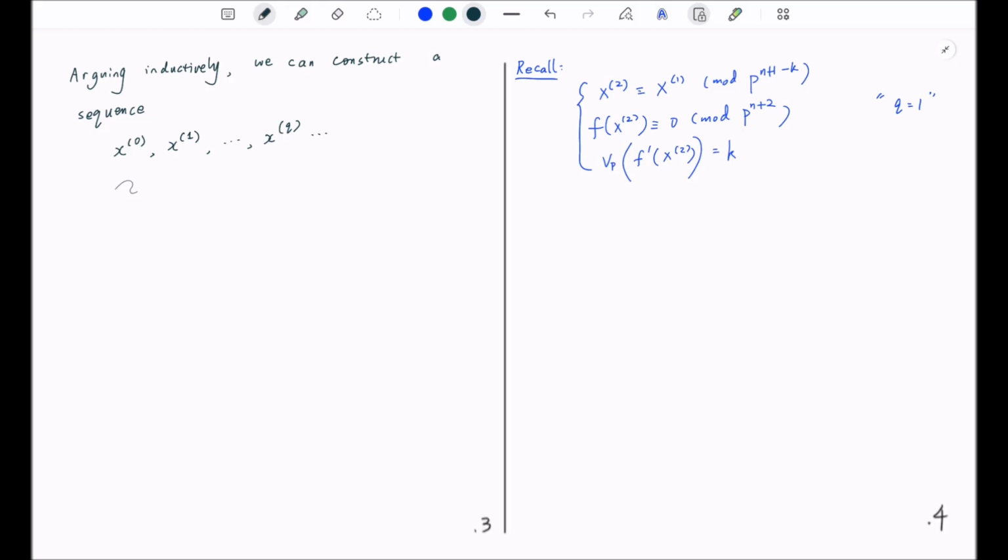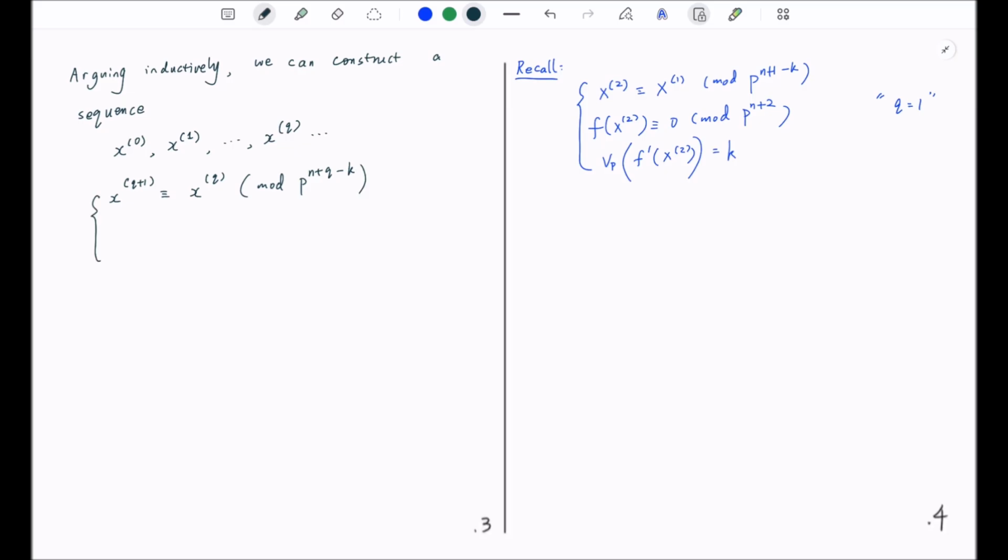So we have, in general, x^(q+1) is congruent to x^q modulo p raised to the power n plus q minus k.